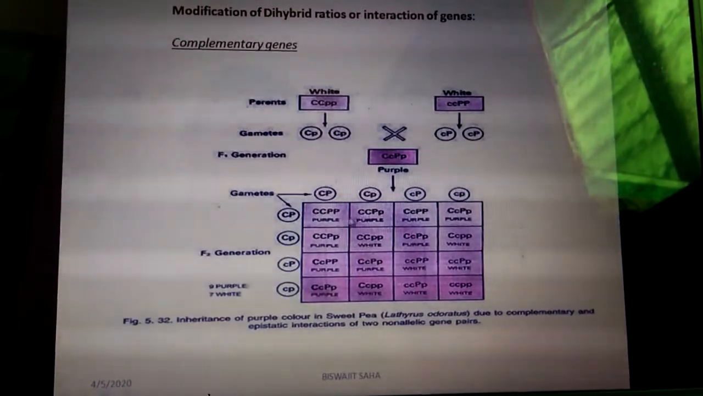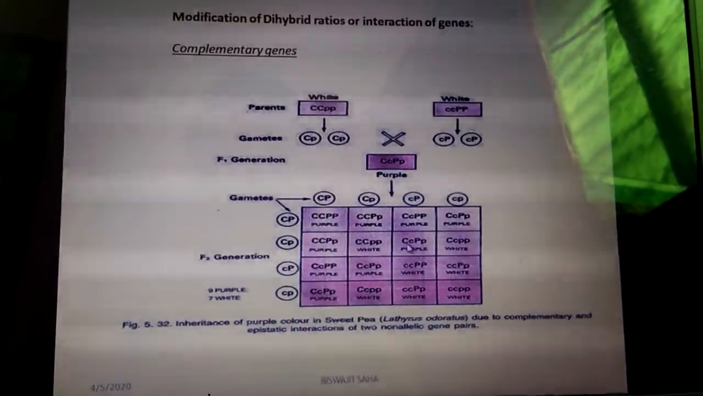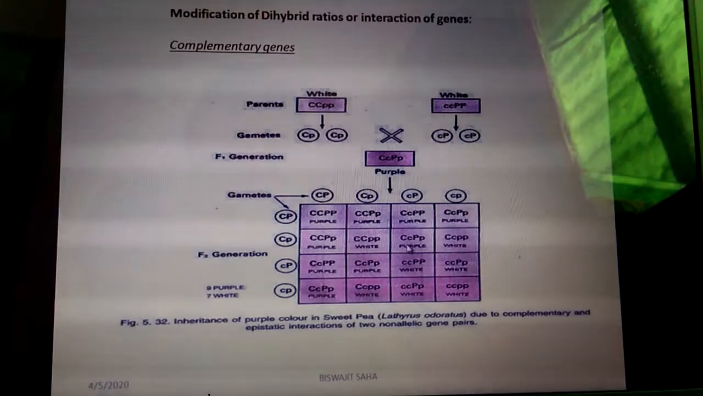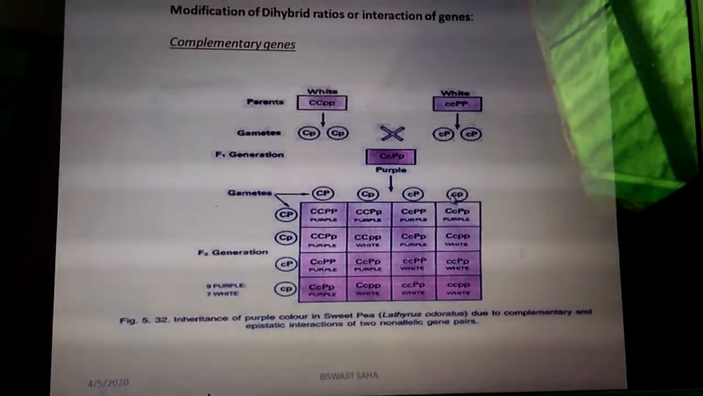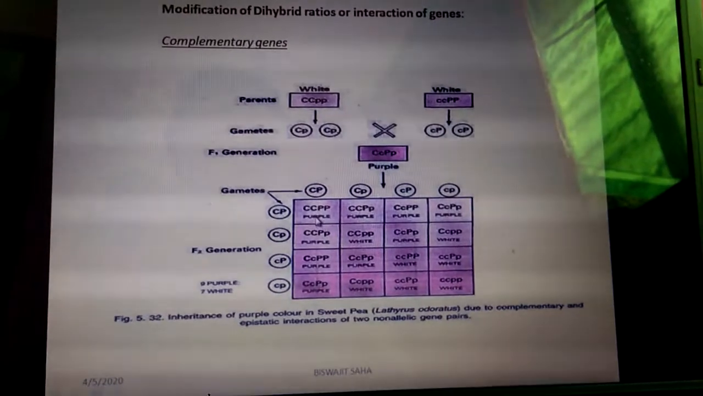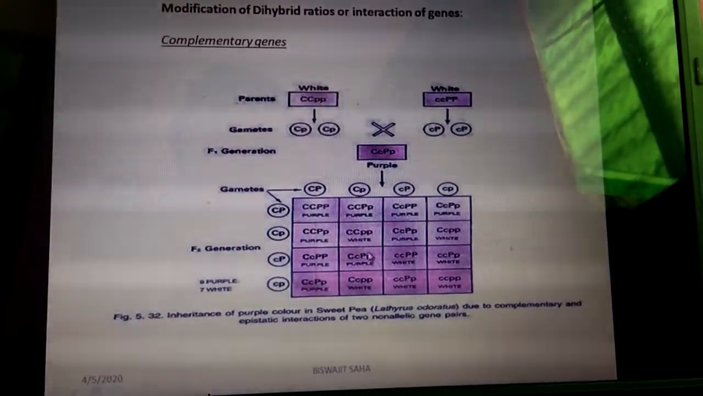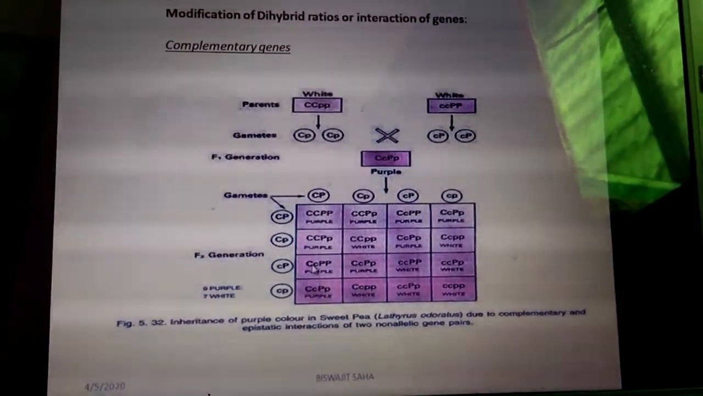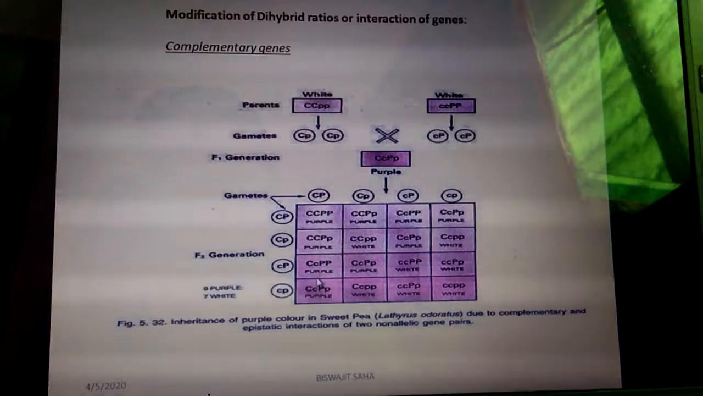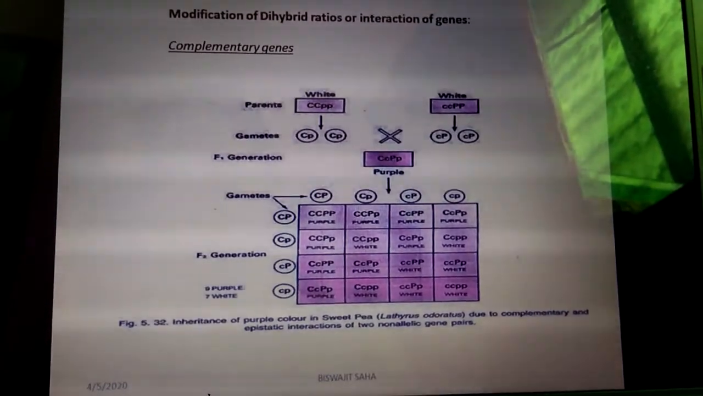So the purple colored product will have at least one capital C and at least one capital P. In number 7, one capital C and one capital P is present, that is why it is called purple. So we can count them: 1, 2, 3, 4, 5, 6, 7, 8, 9. These 9 had color because they had at least one gene for the color capital C and one gene for the enzyme capital P.